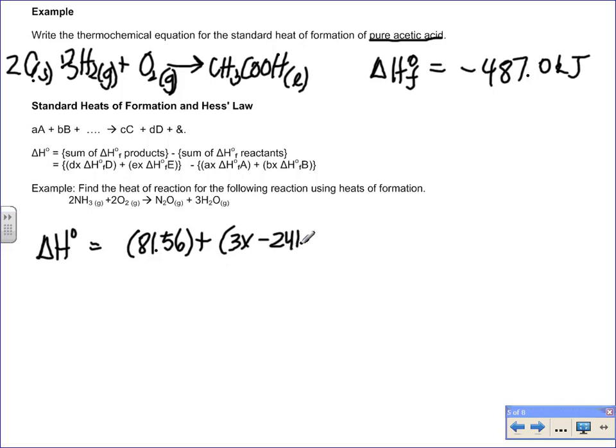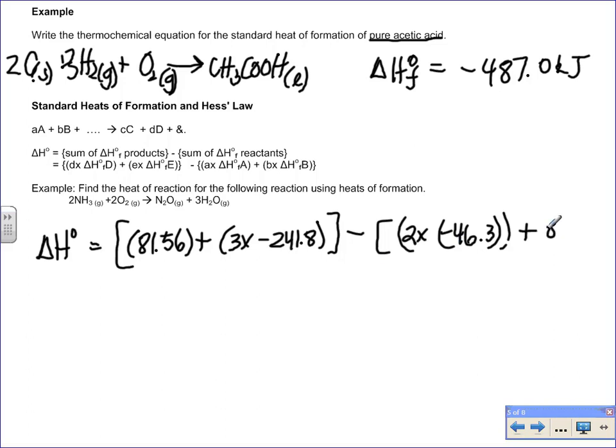Okay, so when you're taking the sum of the heats of formation, you need to take into account the coefficients. Then we're going to subtract the sum of the heats of formation of the reactants. So we've got 2 NH3, so 2 times negative 46.3, and plus 0, because oxygen is an element already, it's got a heat of formation of 0.